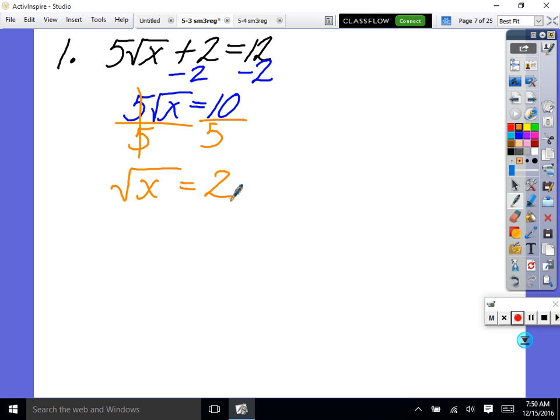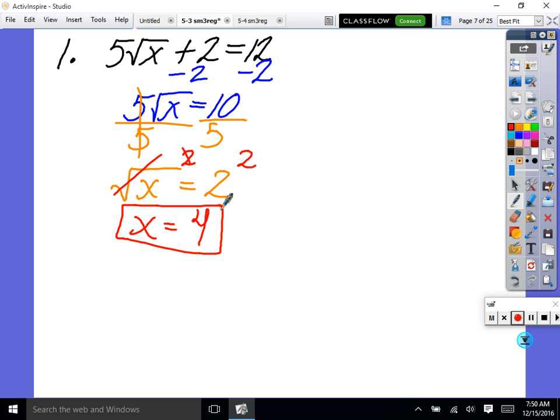We've isolated the radical. Now we need to go to our next step, which is undo the radical. What undoes a square root? Square. So we're going to square both sides of the equation. Over here, root cancels out with power. We have x is equal to 4. There's our solution. Pretty easy, right?